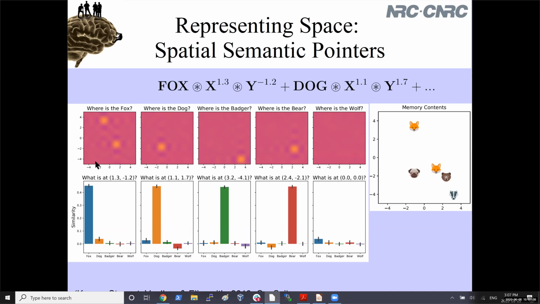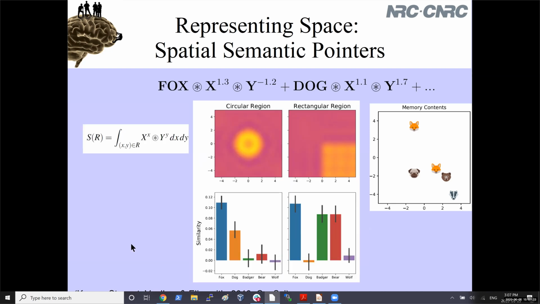All right, so I can ask it, where is the fox, where is the badger? I can also ask it, well, what is at a particular location? And I'll get back a vector that is very similar to fox, but not similar to the other things. So that sort of gets this nice generalization. Cool, so that's one thing we can do with this. What else can we do with this?